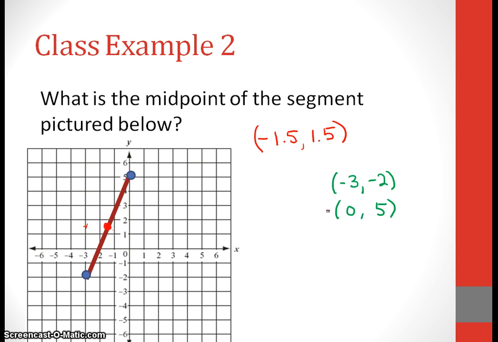Once you have the two ordered pairs, you can add them together. So negative 3 plus 0 is negative 3. Negative 2 plus 5 is positive 3. And then you can divide by 2. Negative 3 divided by 2 is negative 1.5. Positive 3 divided by 2 is positive 1.5.